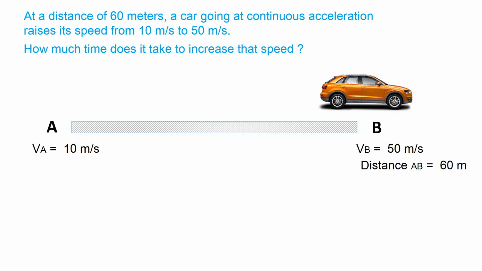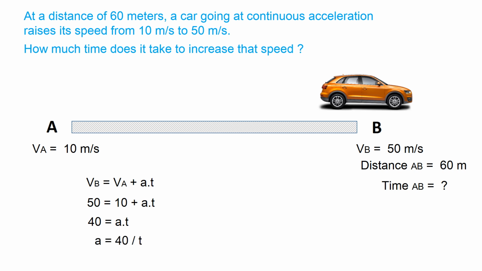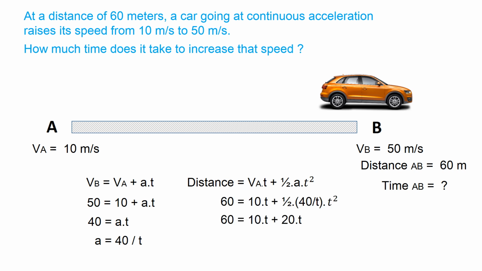Distance A to B is 60 meters. VB equals VA plus AT. A equals 40 by T. Distance equals VAT plus half AT squared. T equals 2 seconds.